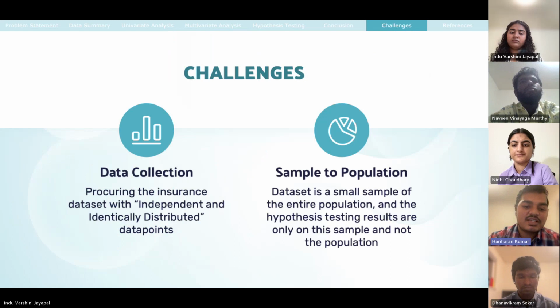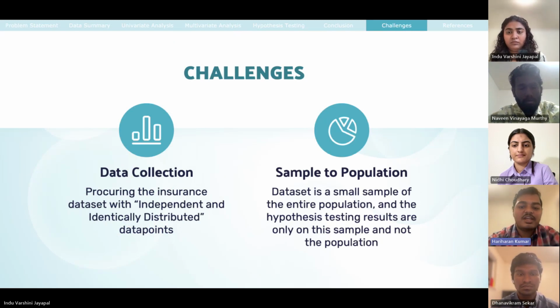So now I will be discussing some of the challenges and limitations which we faced during our project. Finding the dataset was really difficult. To phrase it better, finding a dataset which had independent and identically distributed samples was very difficult. If you can't find a dataset with these conditions, then the whole hypothesis framework will fail, which is the main objective of our project. And it was a tedious job finding the dataset.